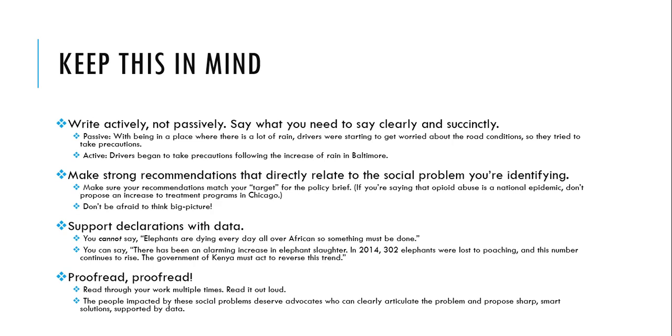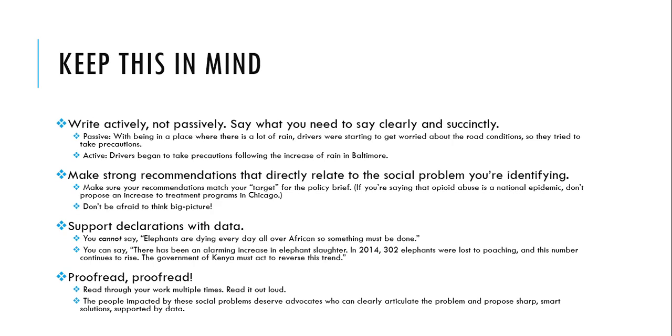So for an example of something that's passive: with being in a place where there is a lot of rain, drivers were starting to get worried about the road conditions, so they tried to take precautions. A more active version of that sentence might be: drivers began to take precautions following the increase of rain in Baltimore. We don't need to really know about their process, their thinking about safety. We don't really need to think about their worries about the roads, what they tried to do. We want to know who was impacted, what they did, and why, right?